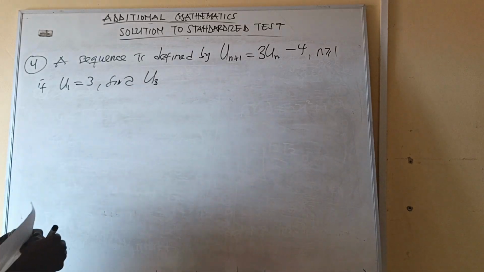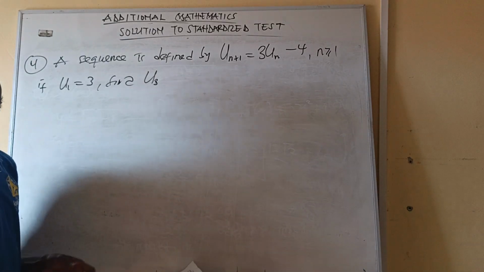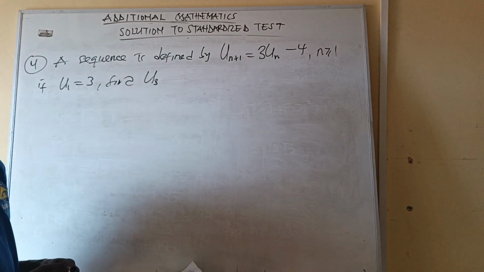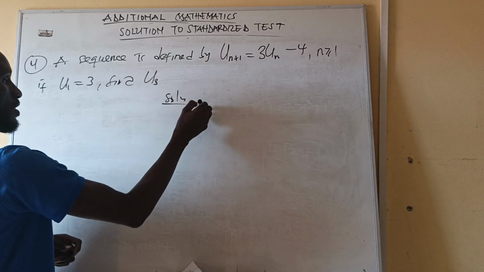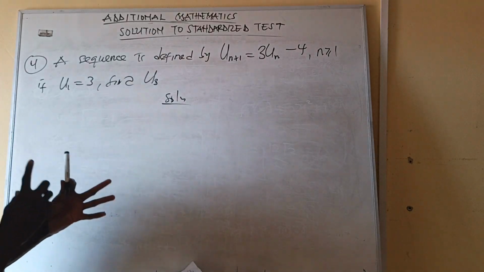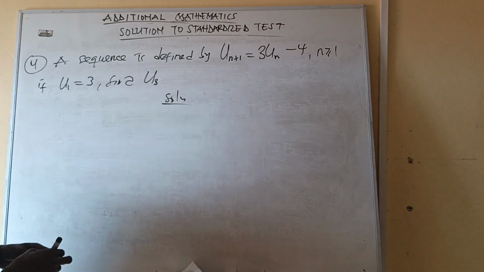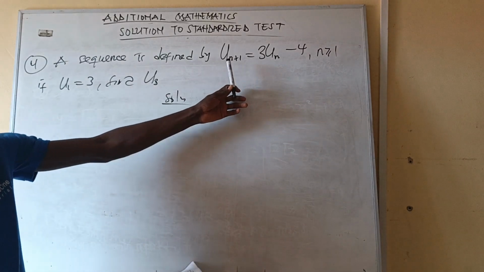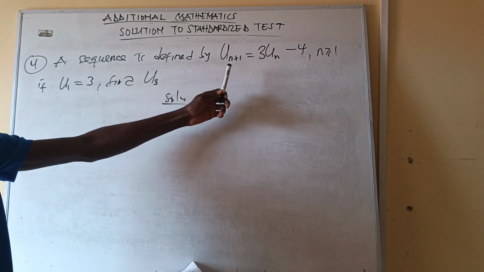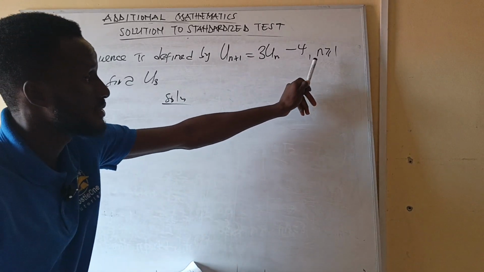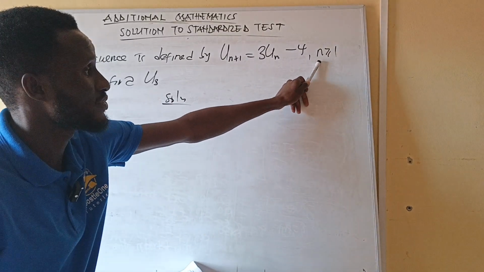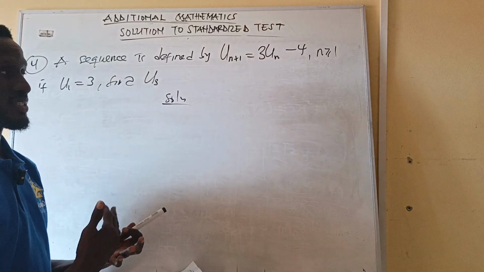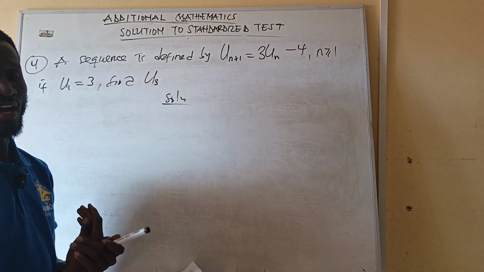Now we are supposed to find u sub 3. This one is under sequence and series. Don't forget that. Check my playlist, you get sequence and series there, and I'll upload more videos. Now, by definition, this one is called a recurrent sequence. Here n is the number of terms, n is greater than or equal to 1, which means n can start from 1, 2, 3, 4, 5 in that order.